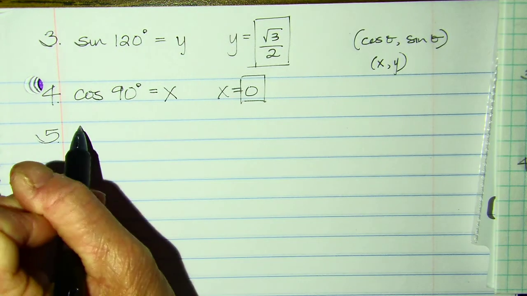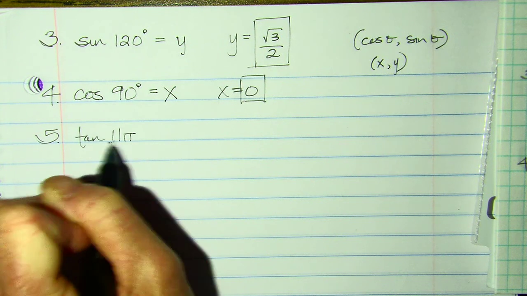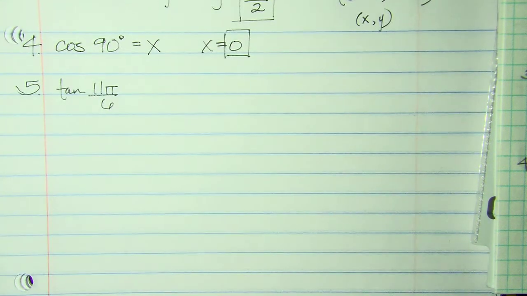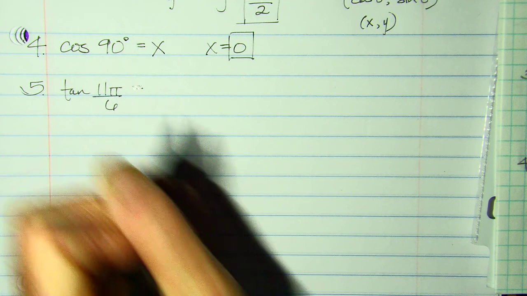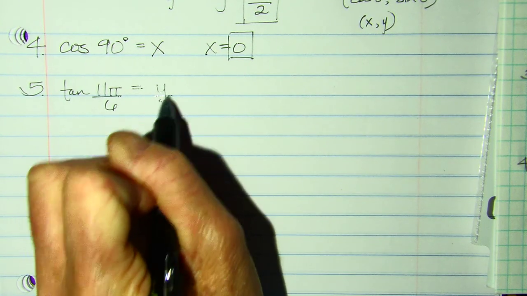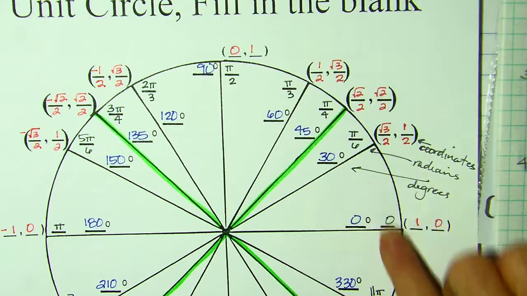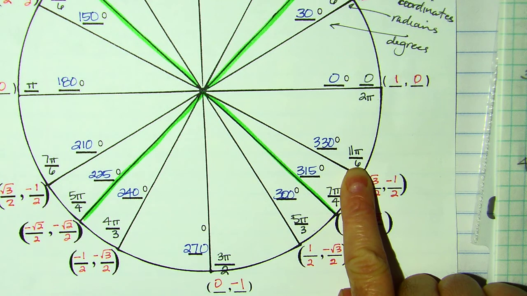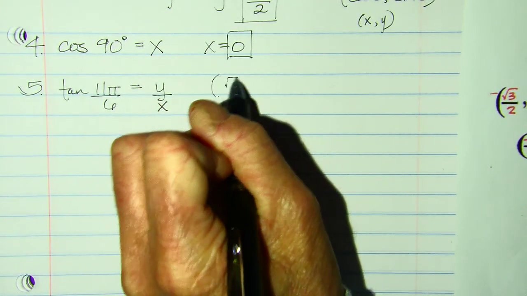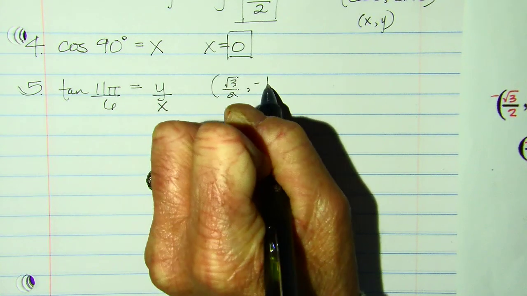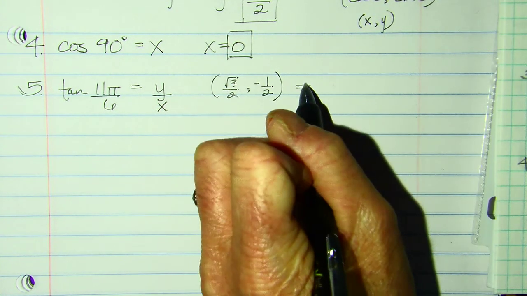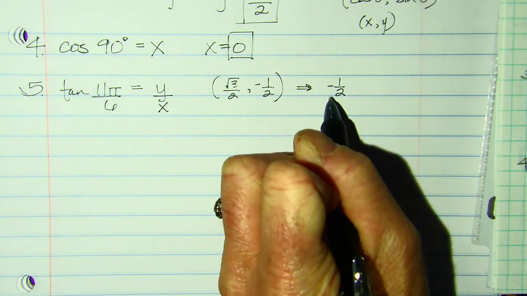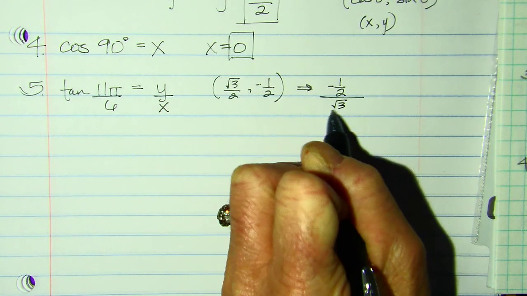Last, let's try a tangent one. What is the tangent of 11 pi over 6? Now, it's okay that this is in radians because our unit circle has both. So the tangent of this angle is y divided by x. So let's find 11 pi. I wrote radians in black. So I'm coming all the way around to here, 11 pi over 6. And I'm going to record this whole point because I need both. So I have root 3 over 2, comma, negative 1 over 2. So that would mean my y value is negative 1/2 over my x value, which is root 3 over 2.